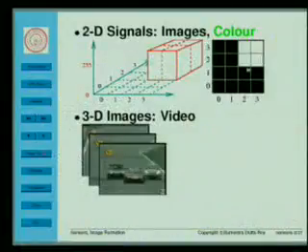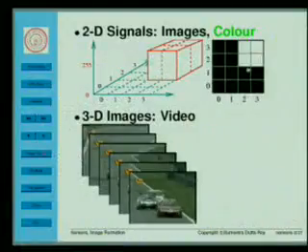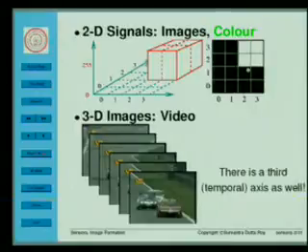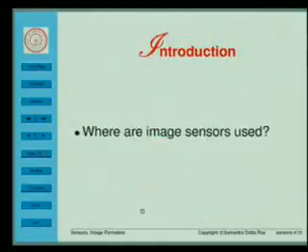So what is a video? In video, basically there is another axis which is the temporal axis. There is a third axis or a temporal axis, that is frames of video taken across time. So that is video. So this was just an introduction.